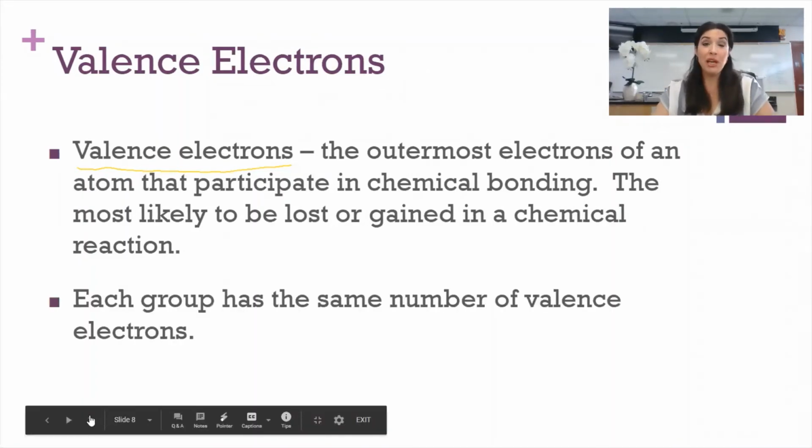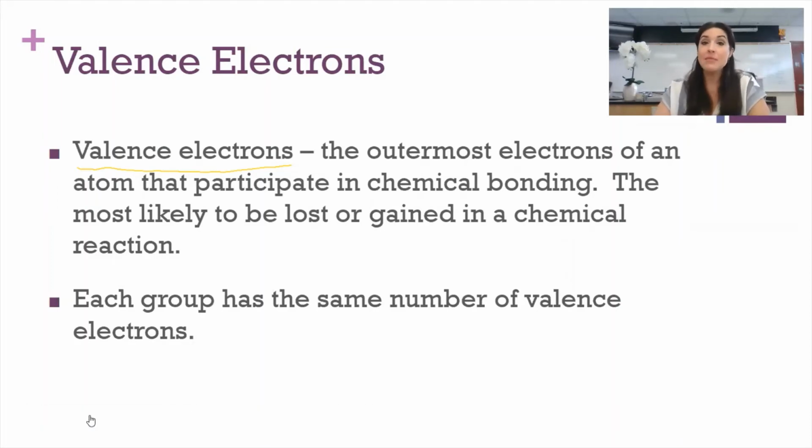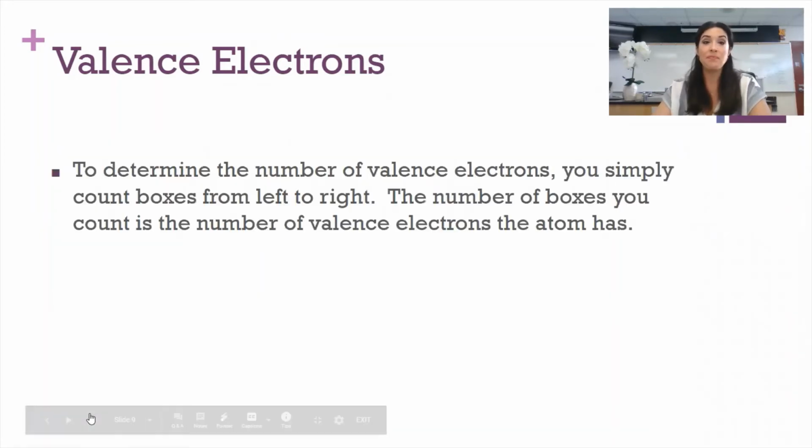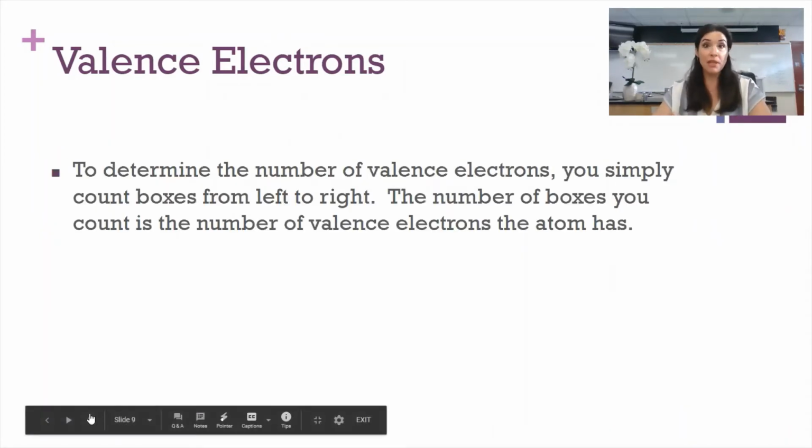Each group, that is to say, each column on the periodic table, will have the same number of valence electrons. And today we're going to take a look at how to calculate that number of valence electrons. To determine the number of valence electrons, all you do is simply count boxes from left to right. The number of boxes that you count is the number of valence electrons the atom has. So let's take a look.